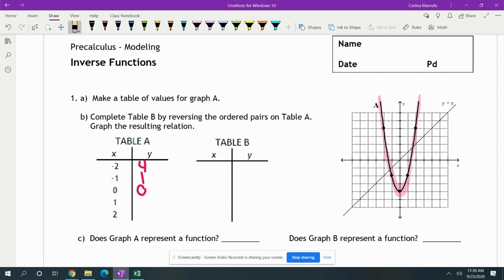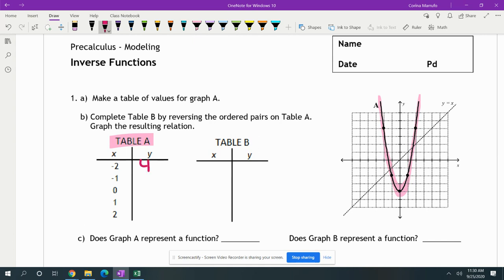All right, so what we're going to do today is cover inverse functions. It says make a table of values for graph A. I already highlighted graph A in pink. So let's go ahead and write the table. On here, -2 goes with 4.